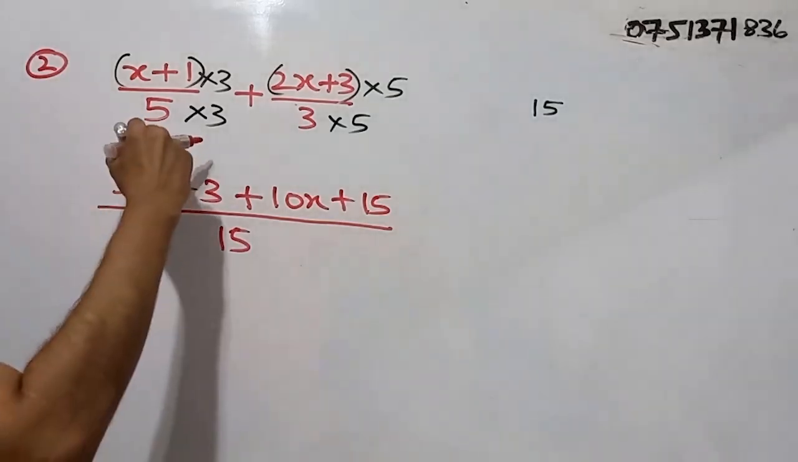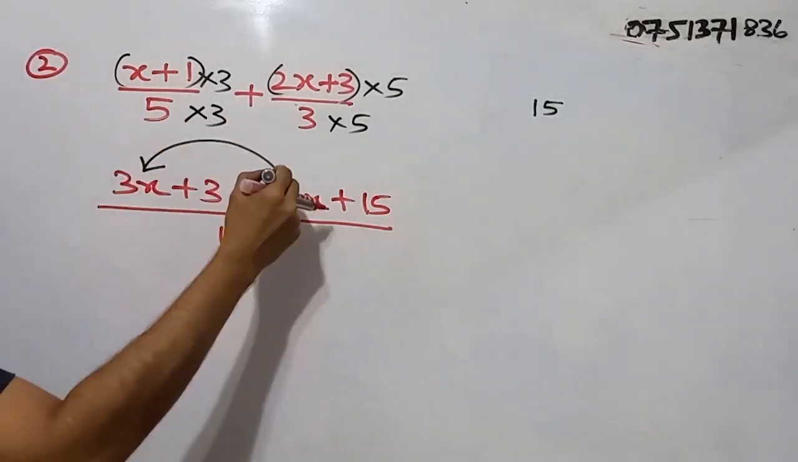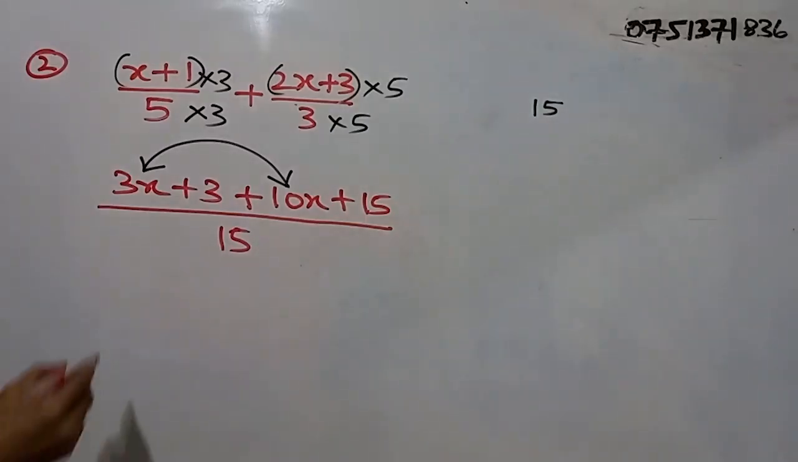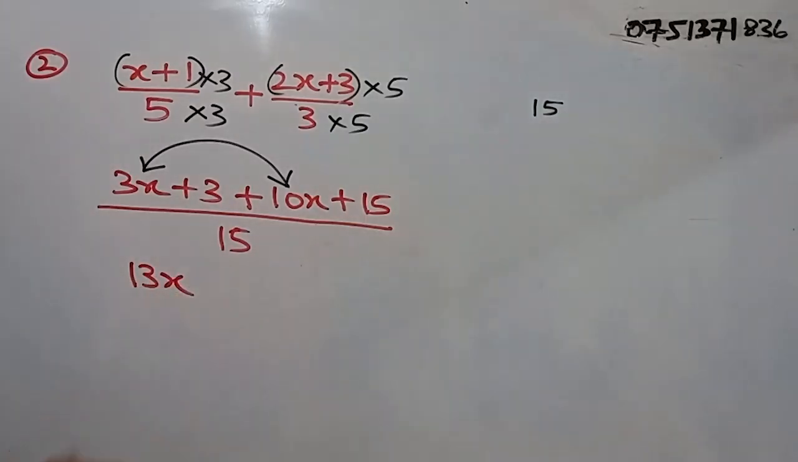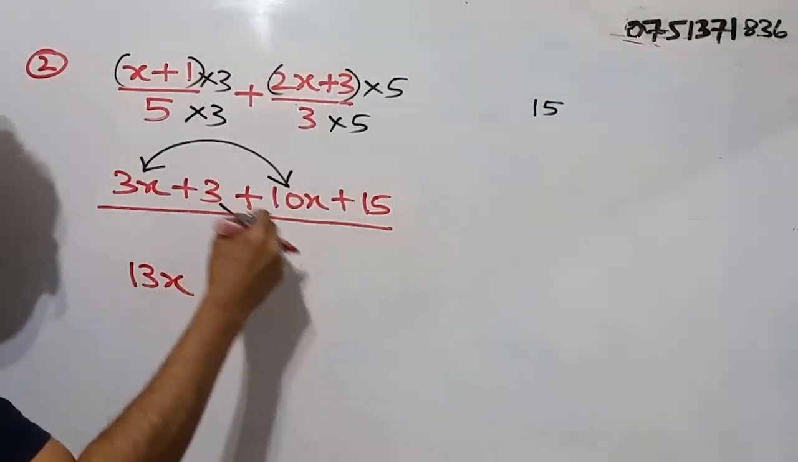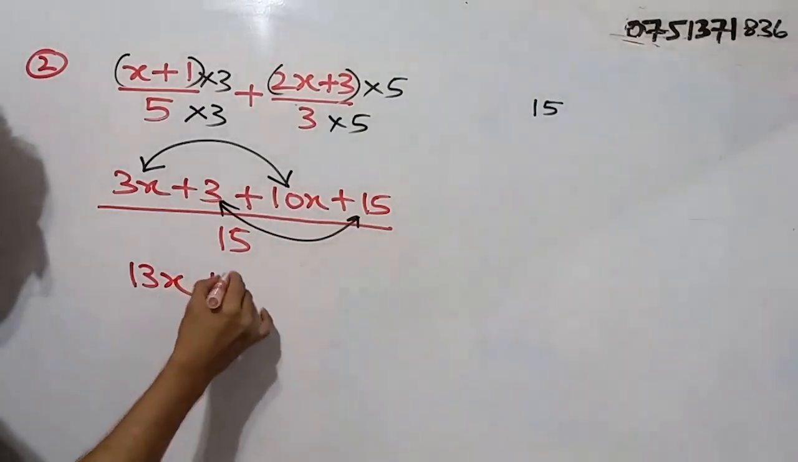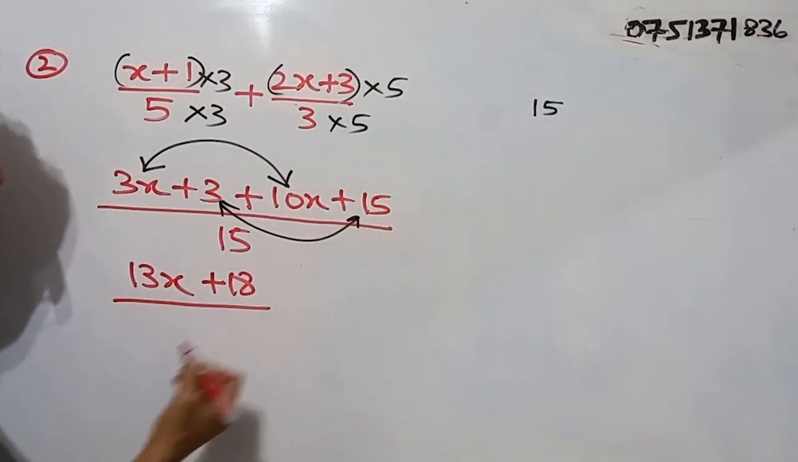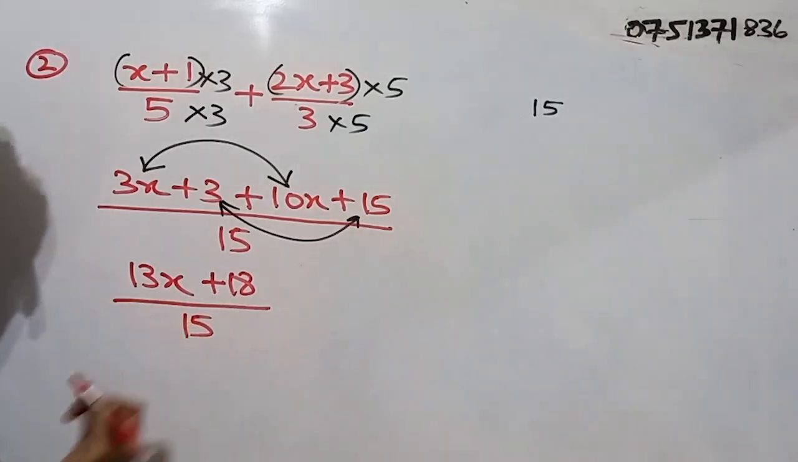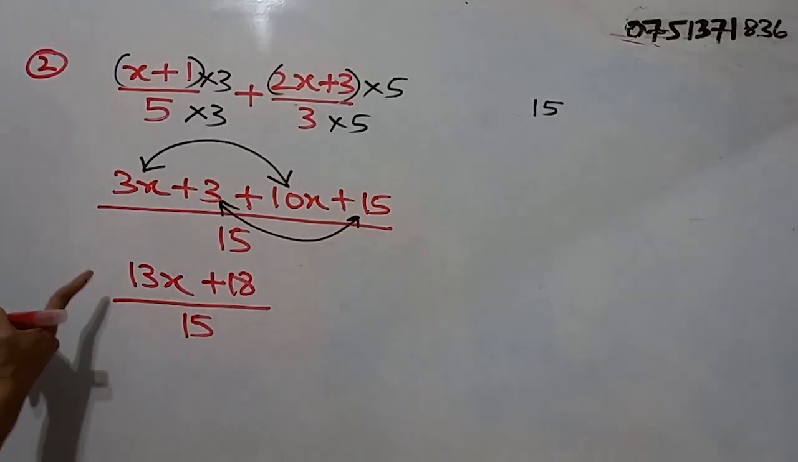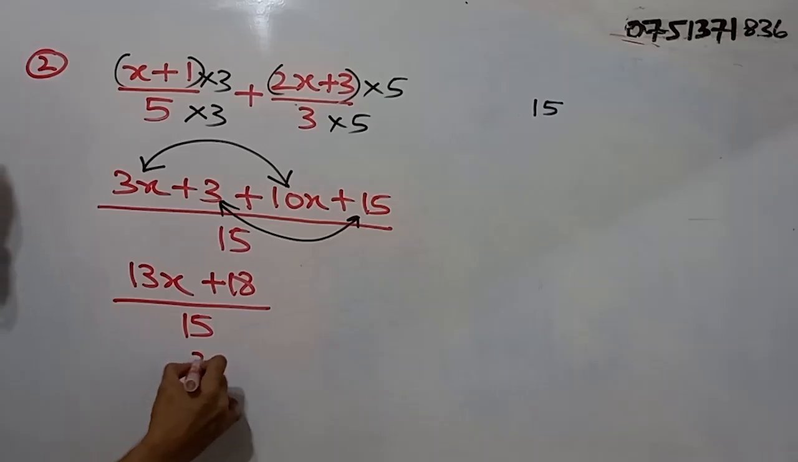Now we can simplify these two terms, okay? 3x plus 10x, what is that? 13x. Then I can simplify these two terms as well. 3 plus 15, what is that? 18. So this entire expression divided by 15. So what will be the answer? 13x plus 18 divided by 15.